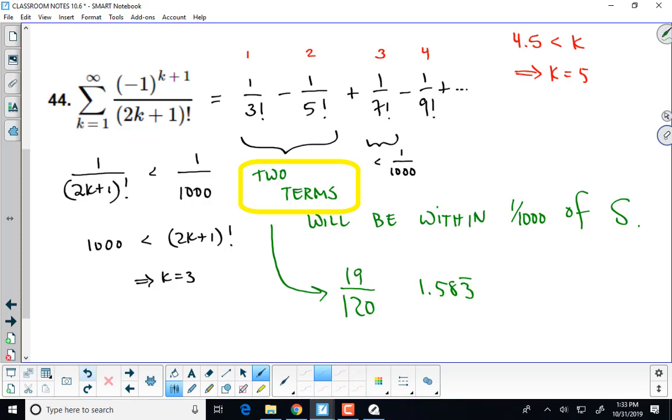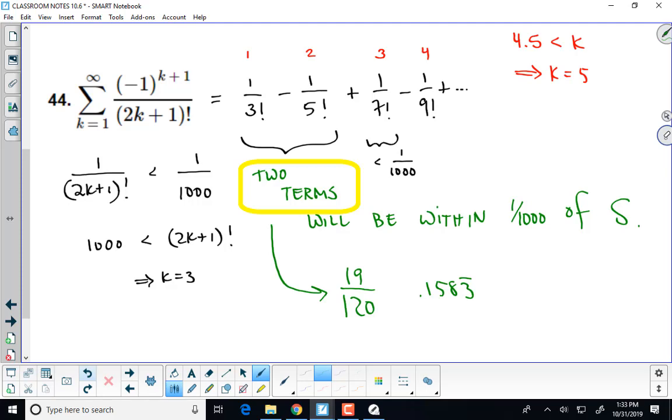1.583 repeating. Sorry, say it once again. 0.158, not 1. Oh, okay. Thank you. 0.158. It's definitely less than 1. So you could write either one.